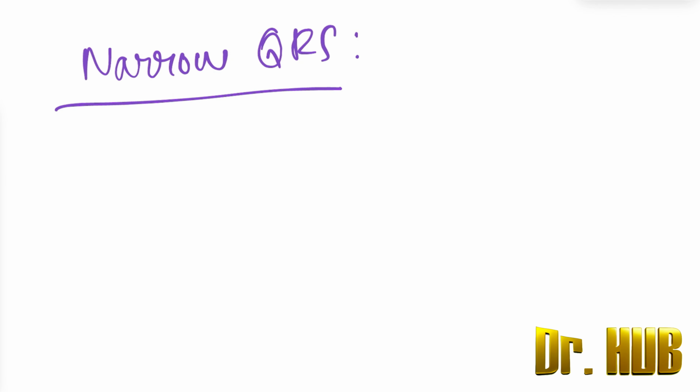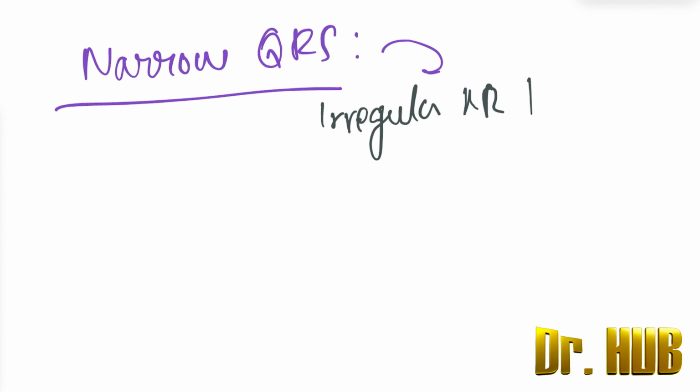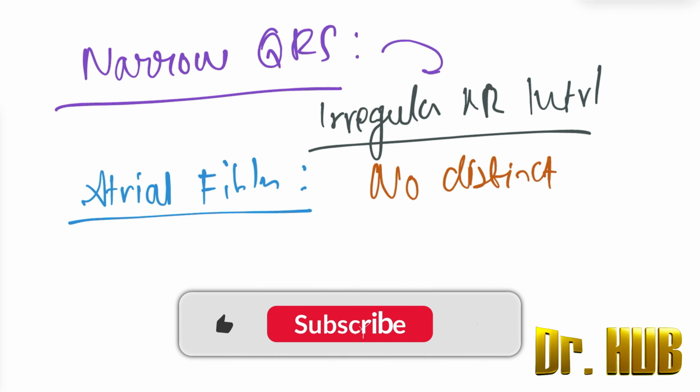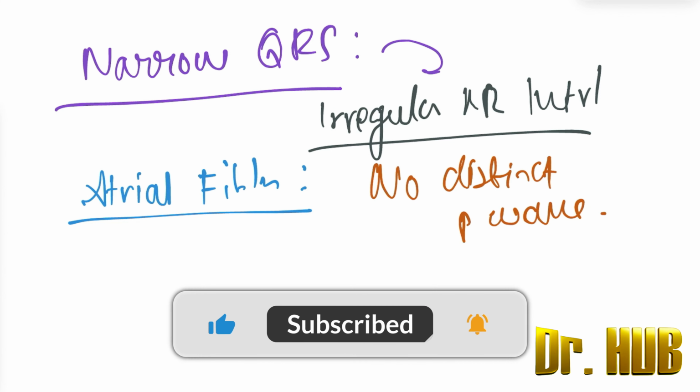Then we are going to another subheading, that is the narrow QRS with an irregular RR interval. What are the tachycardias? We are seeing atrial fibrillation. Under atrial fibrillation, there is no distinct P wave seen.